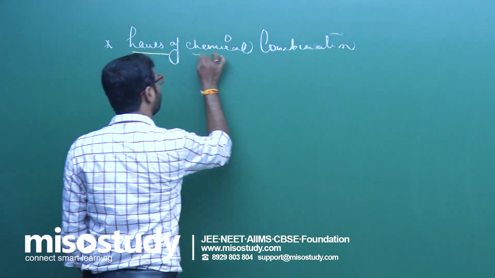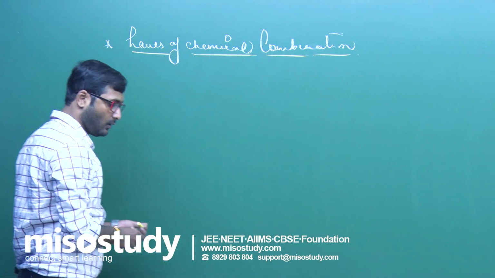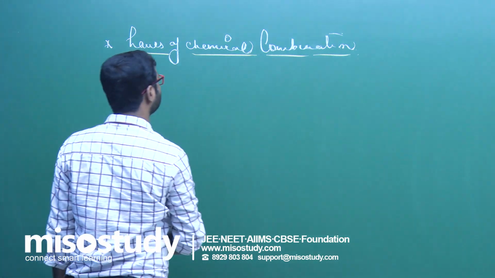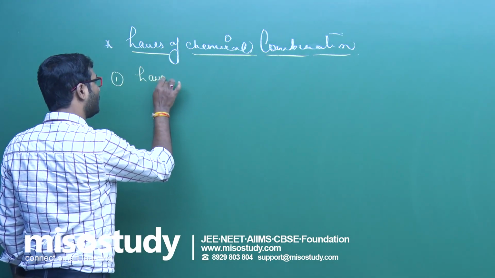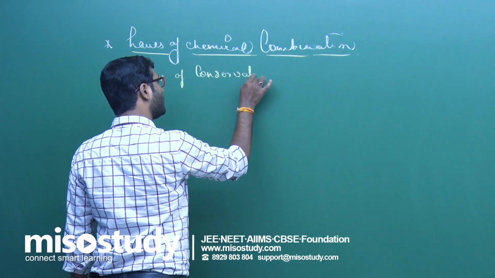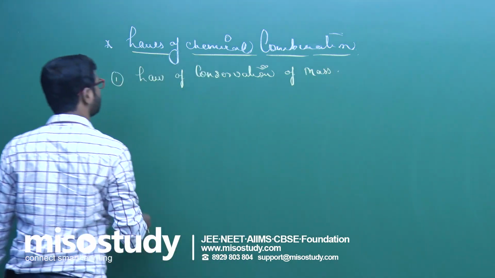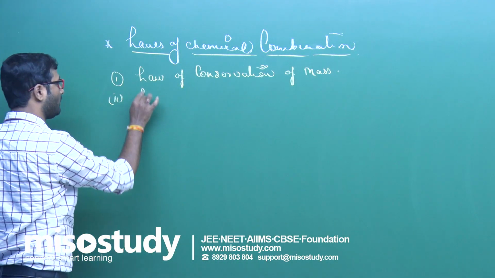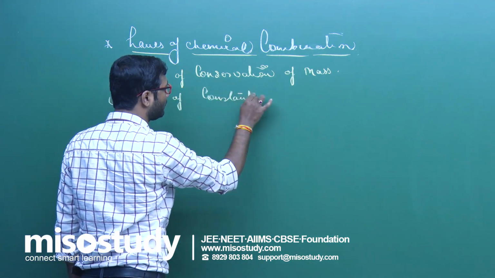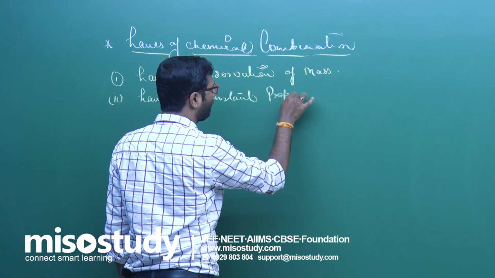Again, I'm repeating. We are going to discuss the laws of chemical combination. Now, we have the first law, that is the law of conservation of mass. What is the statement of this law? According to this law, mass can neither be created nor be destroyed. The second law is the law of constant proportion.